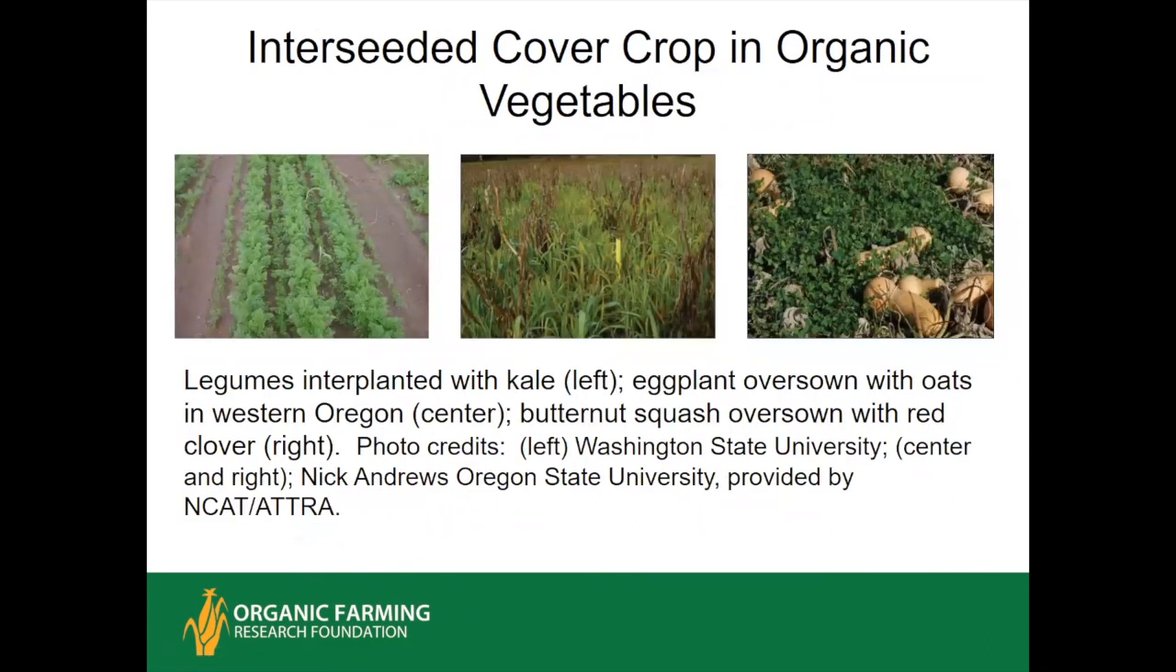Here's some good examples. Here's some legumes that are just coming up in a triple row of kale. This is an eggplant crop that's long spent. It had its first frost. It was overseeded with a cereal grain. I think it's oats. So it's well established there. So no bare soil there. I mean, the season's over, but you got a nice cover crop.